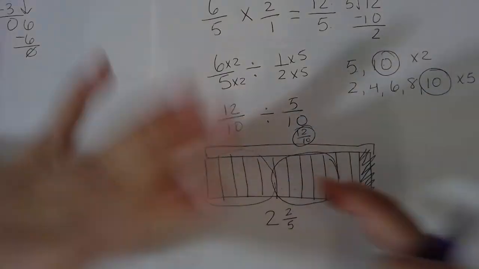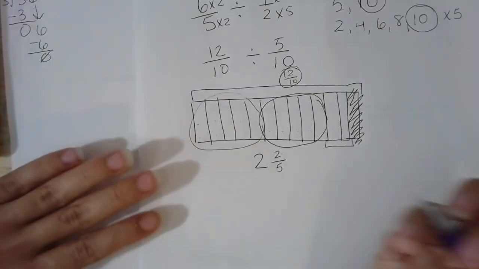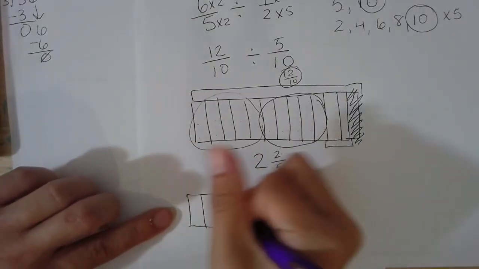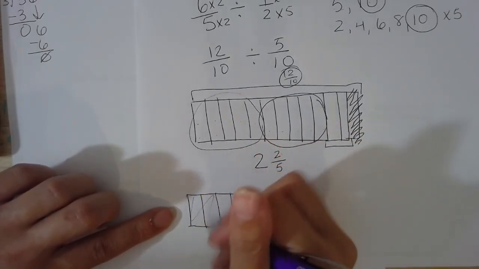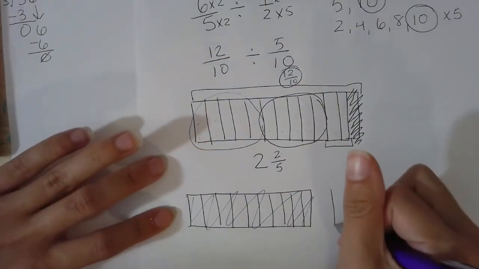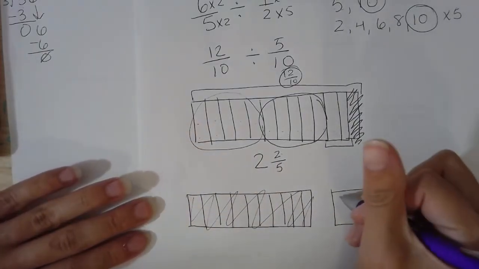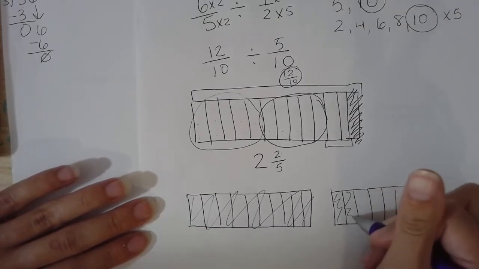But if this setup looks weird to you and you want to see how I could represent it the way I would normally, normally speaking, I would have 10 sections. So 1, 2, 3, 4, 5, 6, 7, 8, 9, 10. This whole thing shaded in. And then I would have another one because I need 2 more of those pieces. So again, 10 parts. 1, 2, 3, 4, 5, 6, 7, 8, 9, 10. But only 2 of them shaded in this time.